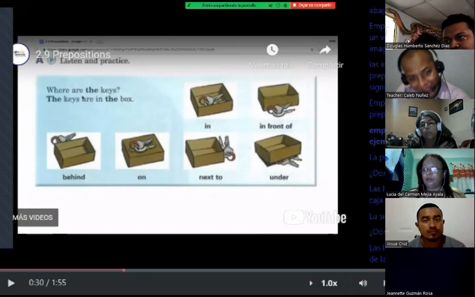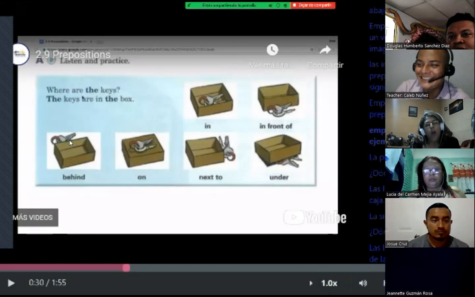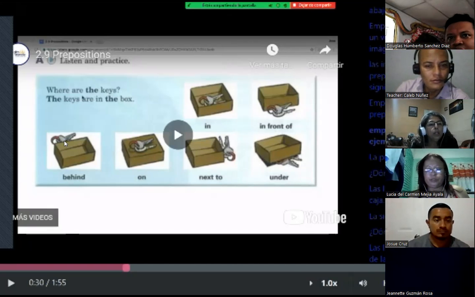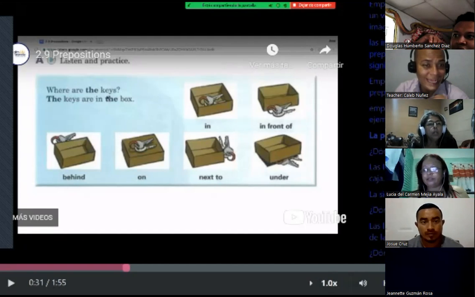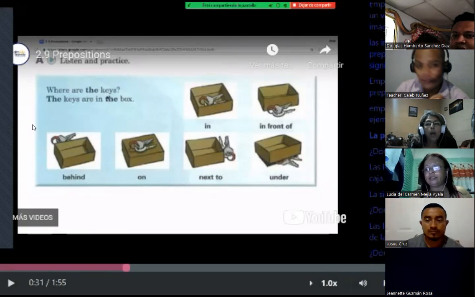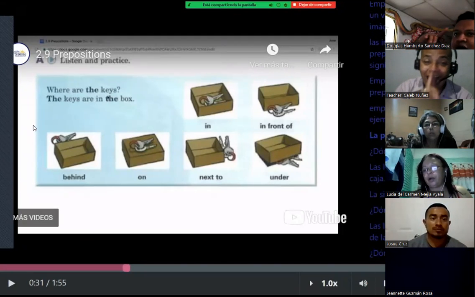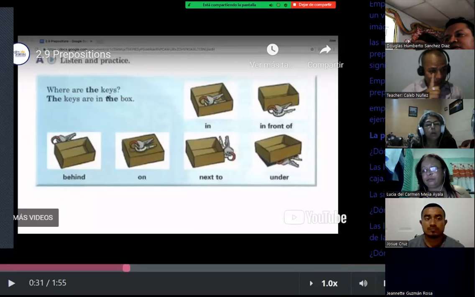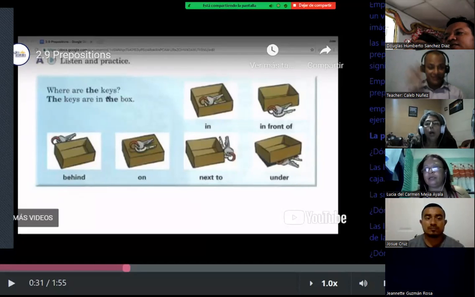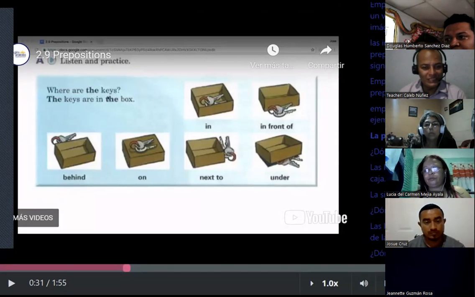They are under the box. Están justo debajo, right? Under. Under the box. What about here, guys? Where are the keys? They are behind the box. No. They are behind the box.